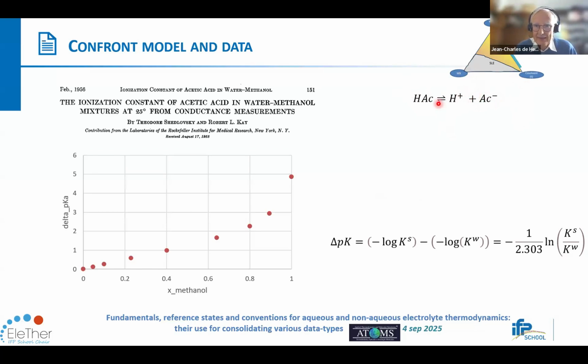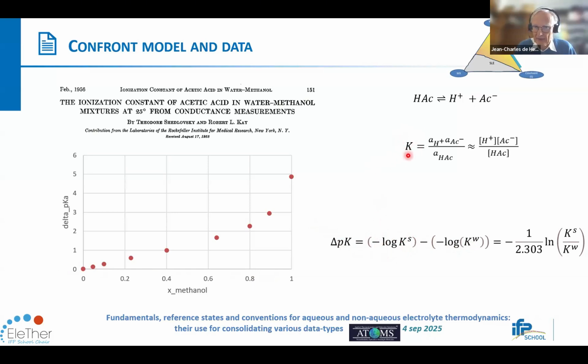And this equilibrium constant of acetic acid, well, I did find a number of data that shows the equilibrium constant changes with solvent composition. So somehow they show the delta pKa. pK means minus log of this chemical equilibrium constant. So the delta pKa is minus the log of the chemical equilibrium constant in the solvents minus that in pure water. So what are we really talking about?